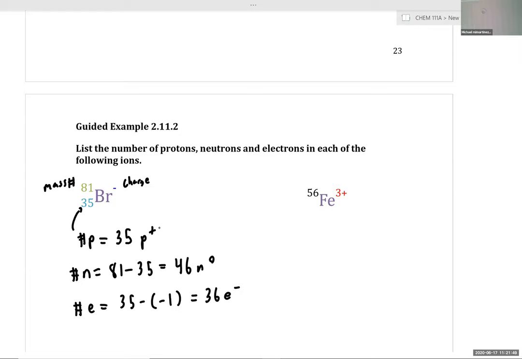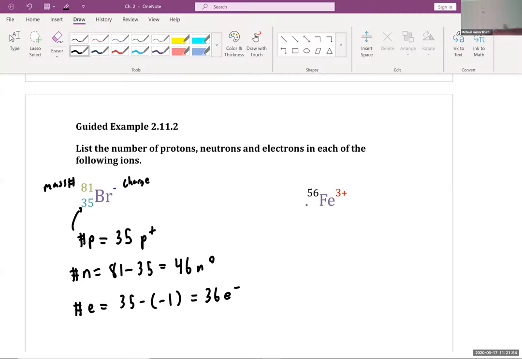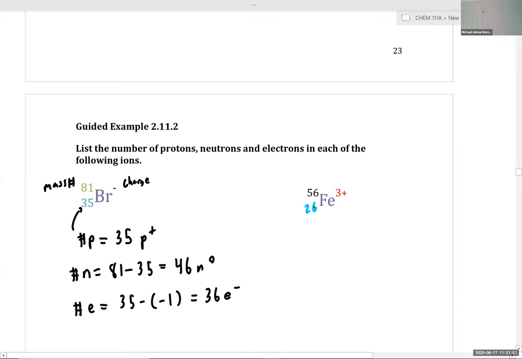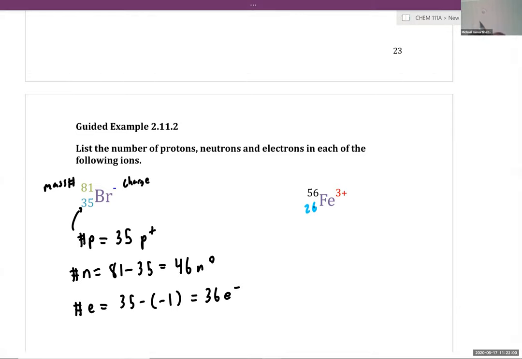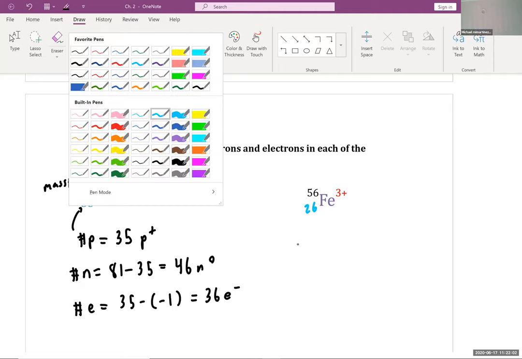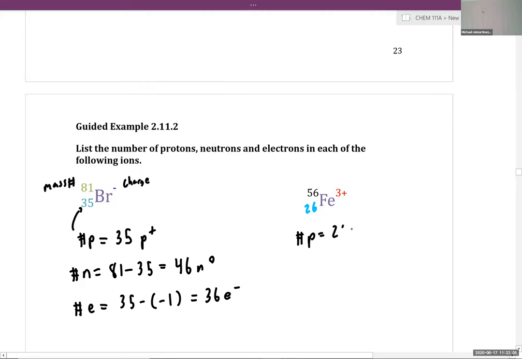So let's continue on with the next example. Iron, we can look in the periodic table and fill in its atomic number. Iron has an atomic number of 26. So for our number of protons, we'd have 26 protons. For our number of neutrons, we take the mass number minus the number of protons, which gives us 30 neutrons. And for our number of electrons, we take our number of protons minus the charge, which gives us 23 electrons to work with.